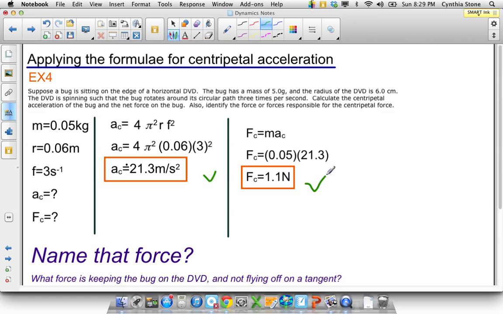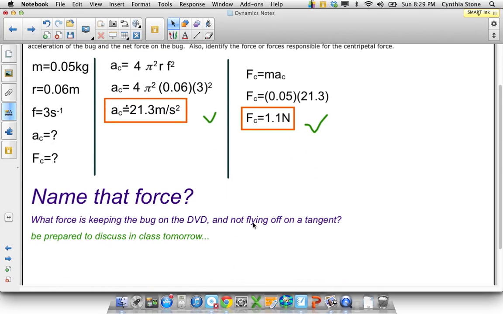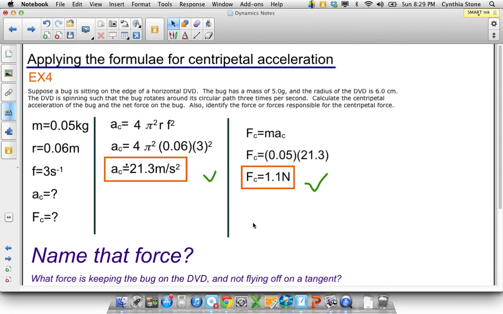Now, identify the force responsible for the centripetal force. We'll talk about it tomorrow. But think about it. What's keeping that bug on the DVD? Why isn't he flying off? We'll talk about it tomorrow.